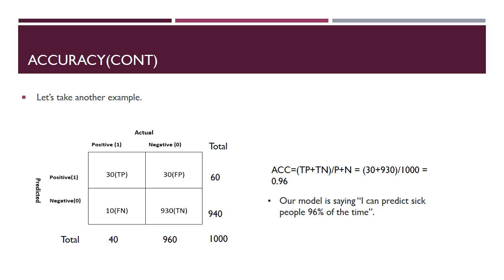So if we calculate the accuracy of this model, the accuracy would be 930 plus 30 divided by 1000. We have total 1000 records. So our model is saying that it can predict the sick people with 96% of the time. Or we can say that it has 96% accuracy, which is a very good accuracy. If we only talk about the accuracy of the model, the accuracy is very good. But where is the problem? Let's find out where is the problem.